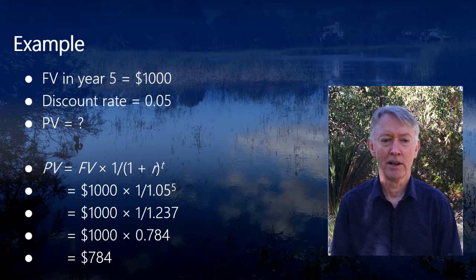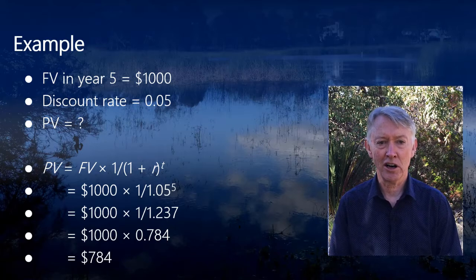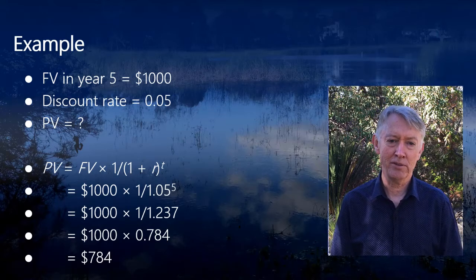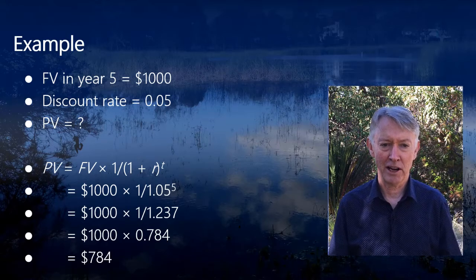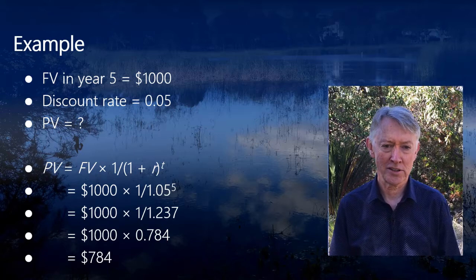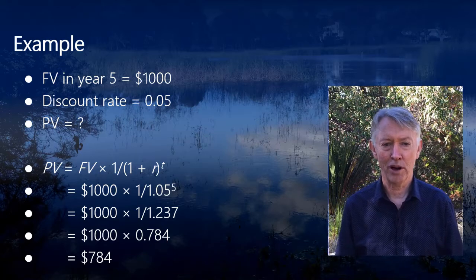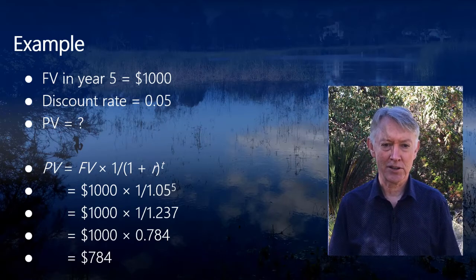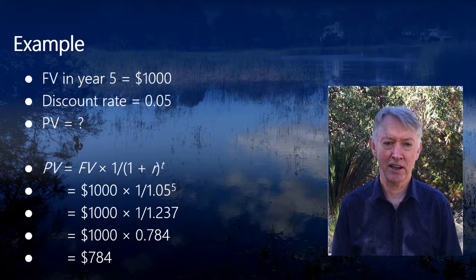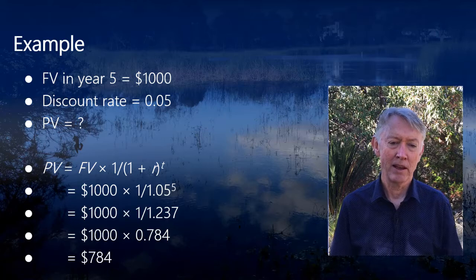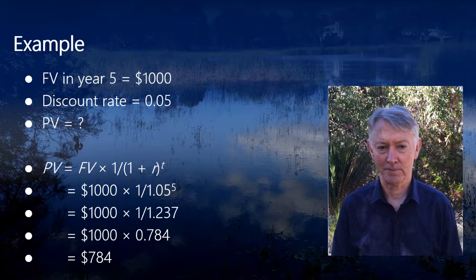Here's an example. If the future value in 5 years' time is $1,000 and the discount rate is 5%, what's the present value? We have that formula. Present value is future value times 1 over 1 plus R to the T. Let's put the numbers in. So that's $1,000 times 1 over 1.05 to the power of 5, because it's 5 years in the future. And if we do the sums, which you can see how they're done on the screen there, we can calculate that the present value of $1,000 in 5 years' time is only $784.